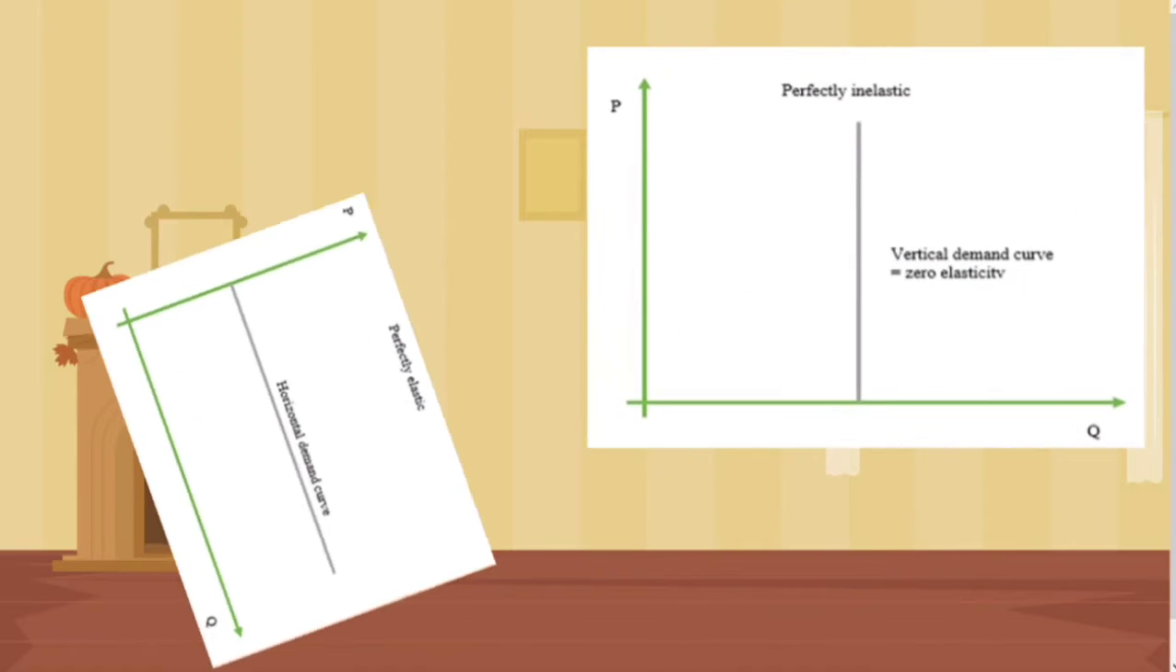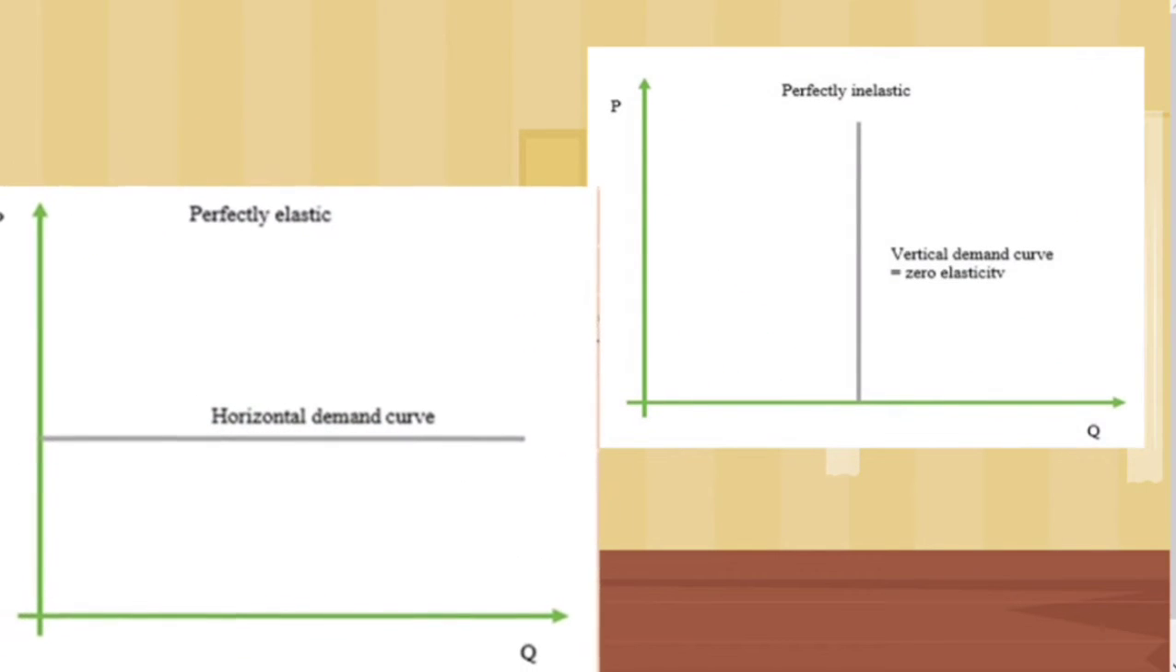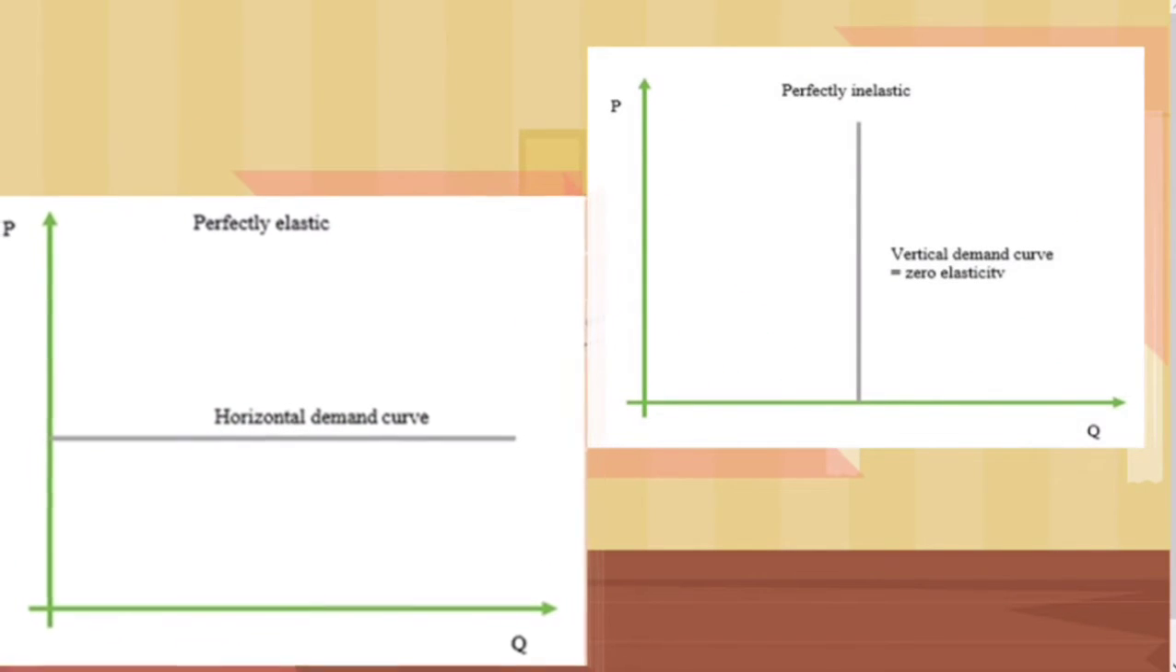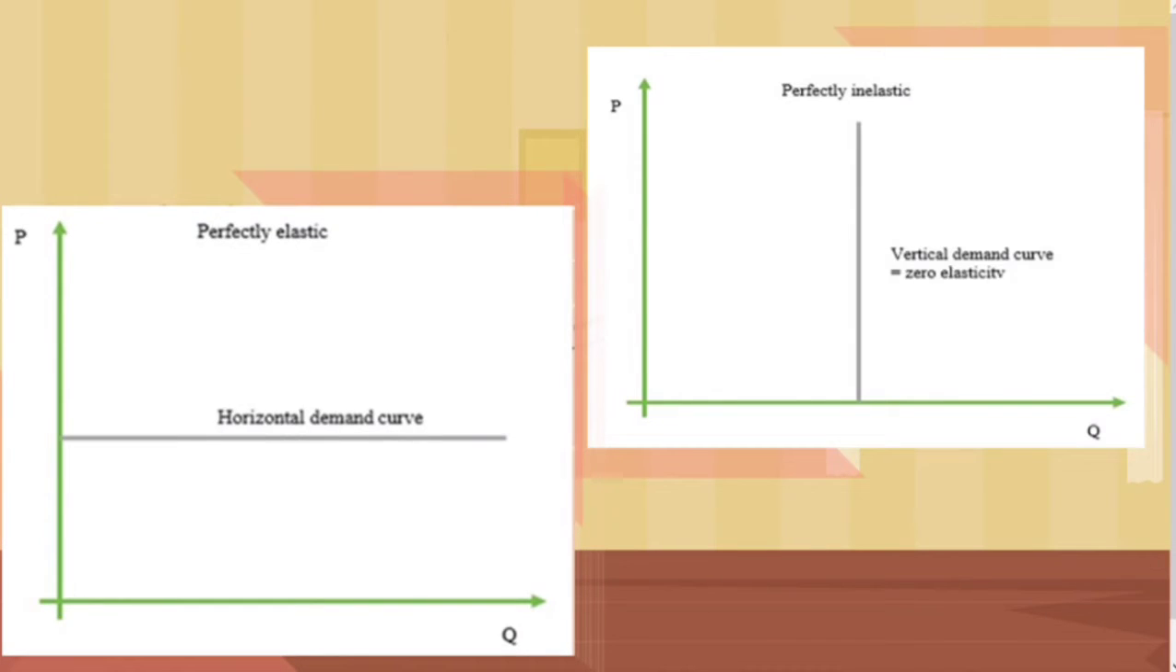Next part are perfectly elastic and inelastic demand. As we can see, the perfectly elastic demand is a horizontal demand curve which equal to the infinity elasticity, and the perfectly inelastic demand is a vertical demand curve and it's equal to zero elasticity.